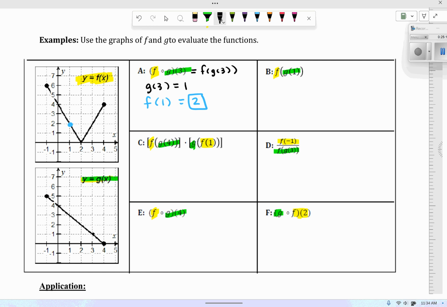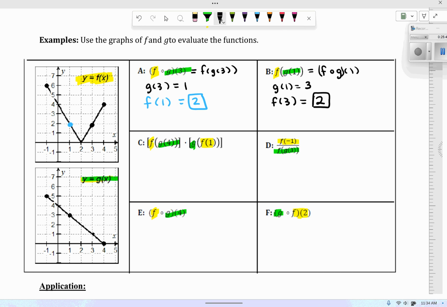For the next one, we have, and you can rewrite this as f open circle g of 1. That would be the other notation. So g of 1 is the inside function. So when we go to our g of x function, look at an x value of 1, the y value is 3. So then we want to do f of 3. So when we do f of 3, we get 2.